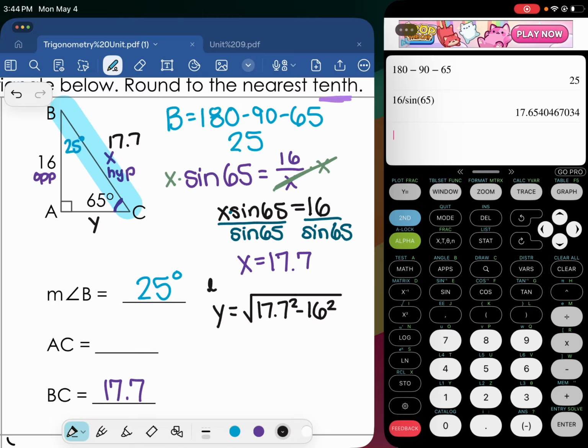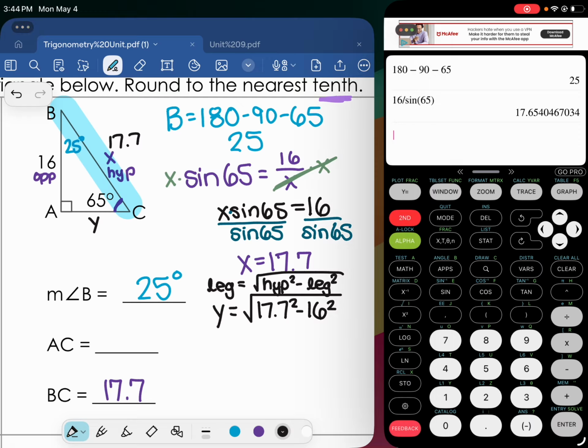We had talked in our first lesson about how if you want to find a leg, you take the square root of the hypotenuse squared minus the other leg squared. That's where that's coming from. Some of you might remember that well. Some of you might be like, oh, I totally forgot about that. If so, you might need to go back and watch that video.